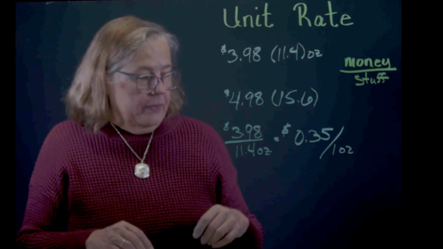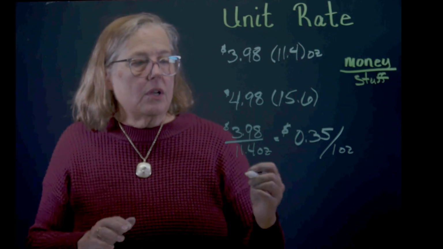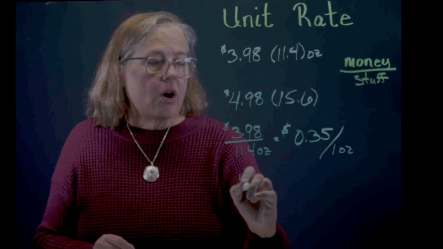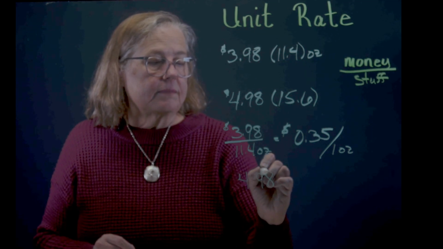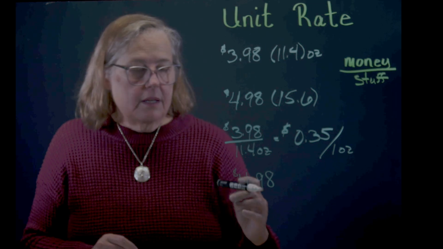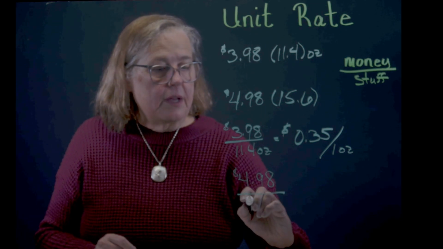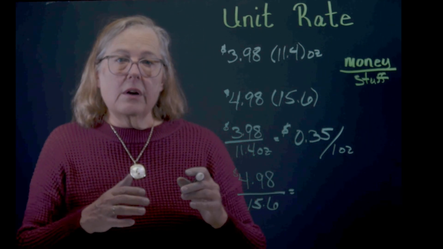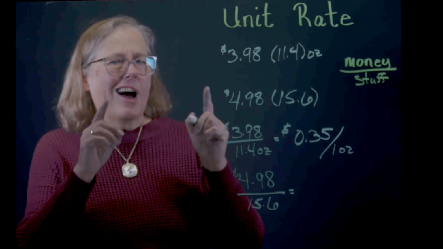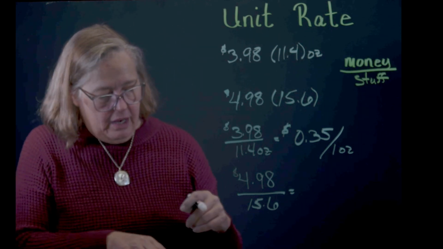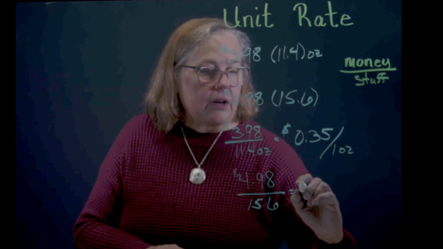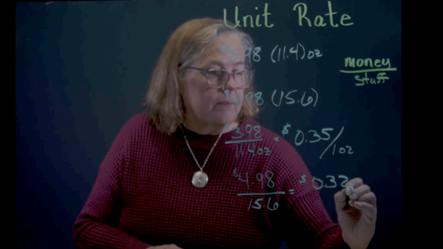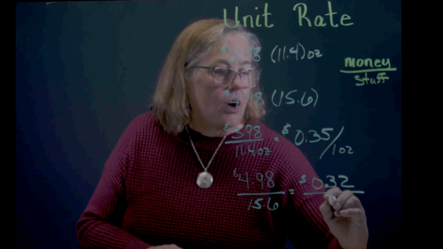We can find out. In this case, I bought the same brand of cereal. So the other one was $4.98. So we're going to do that. $4.98 divided by 15.6. I'm going to grab my calculator and I put it in. How do I put it in? Top divided by the bottom. You got it. Once I do that, I found out this box of cereal was 32 cents for 1 ounce.